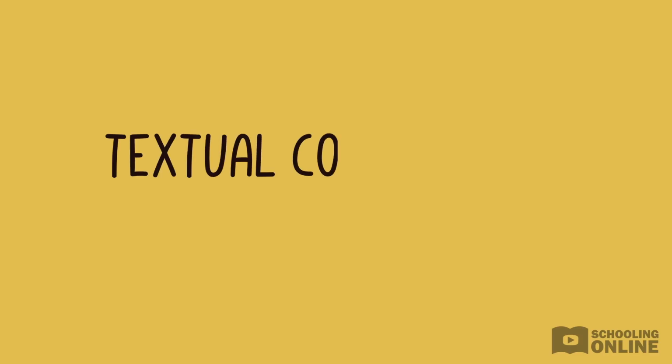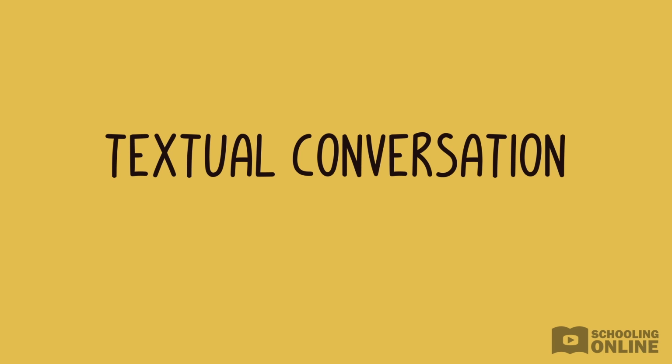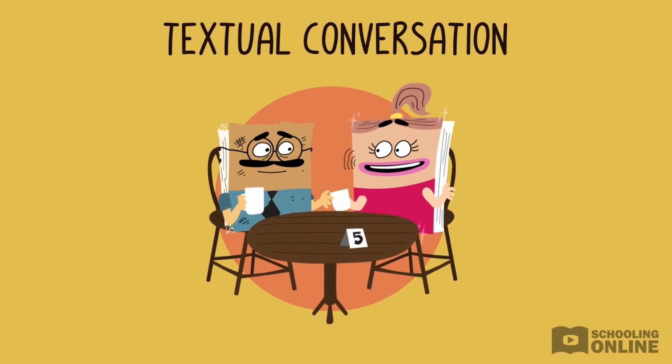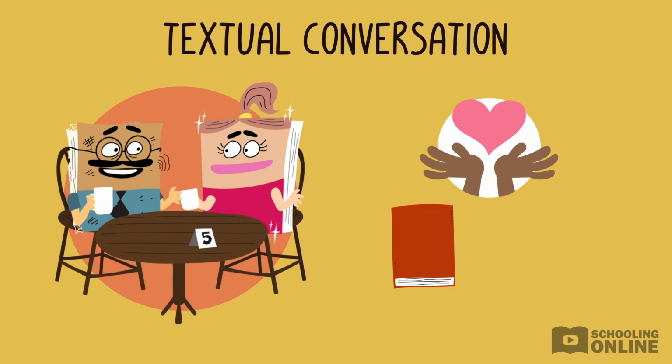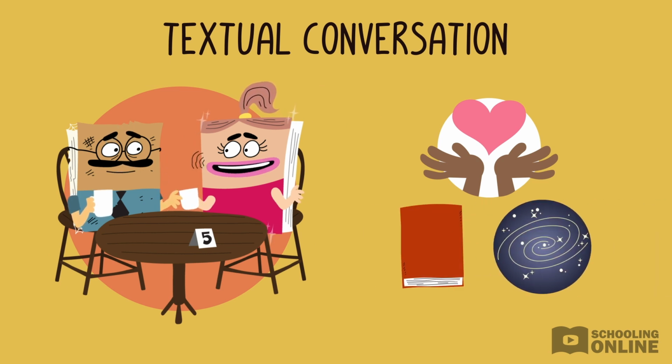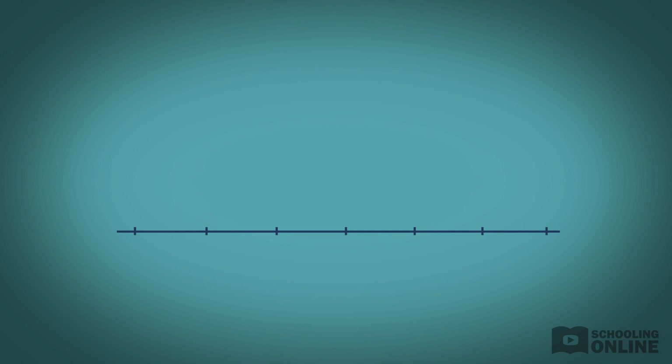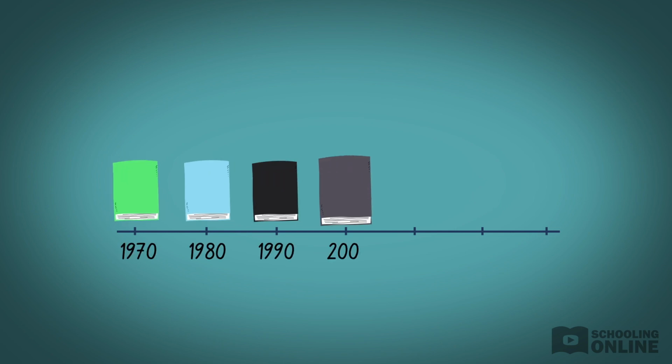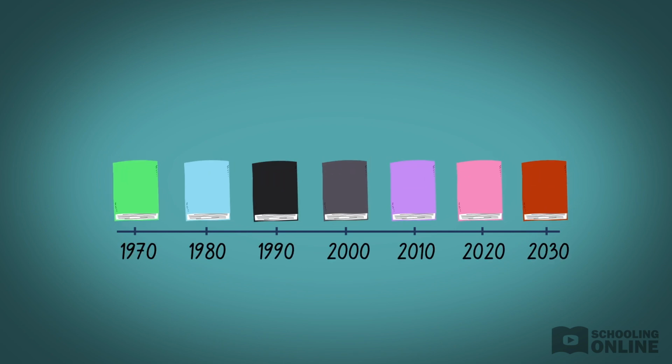A textual conversation is more abstract. The phrase gives you a weird image in your head, doesn't it? As if 2 texts are sitting down together for a deep and meaningful chat about life, literature, and the universe. But how would this work if the texts are separated by decades or even centuries?